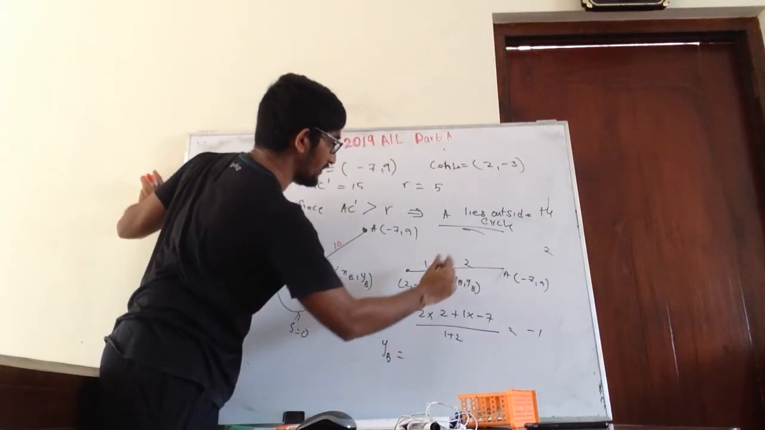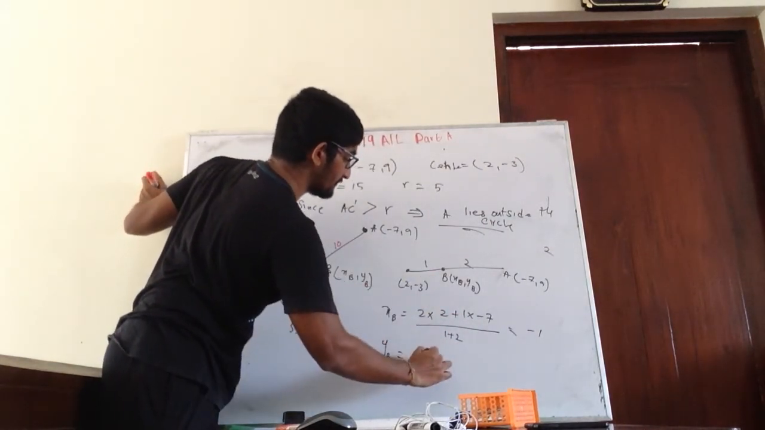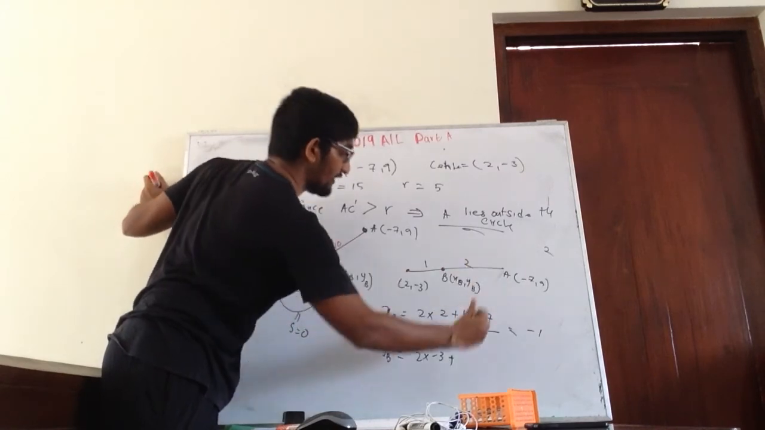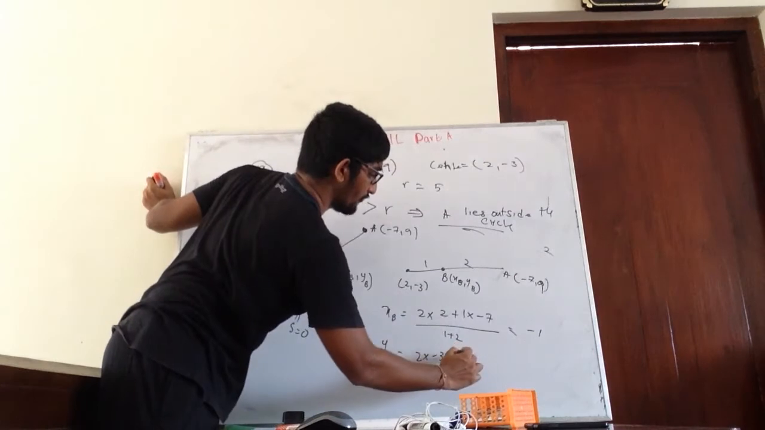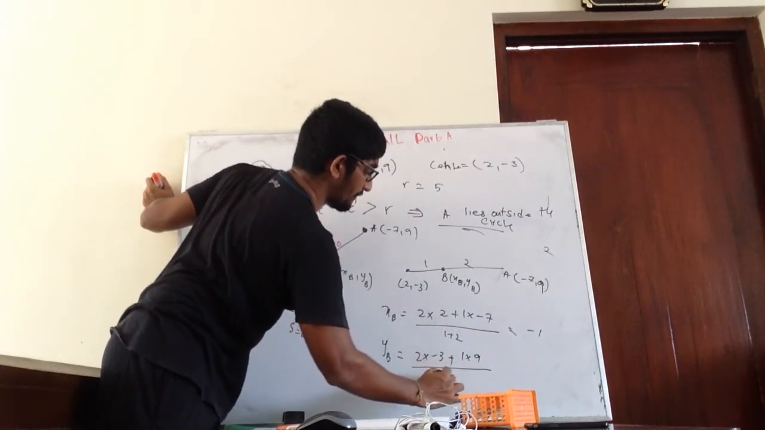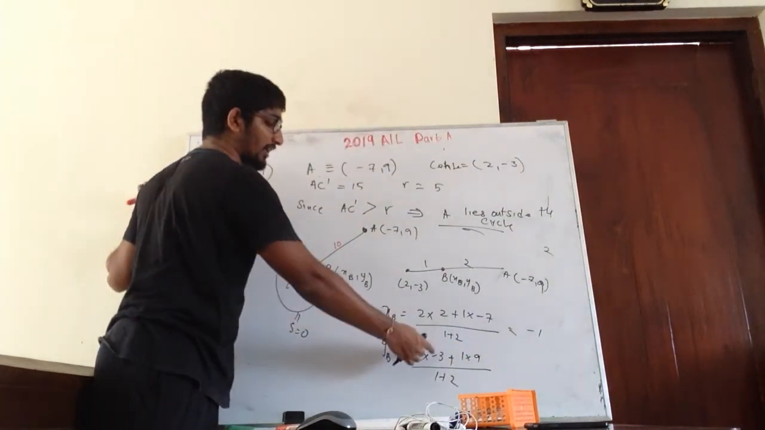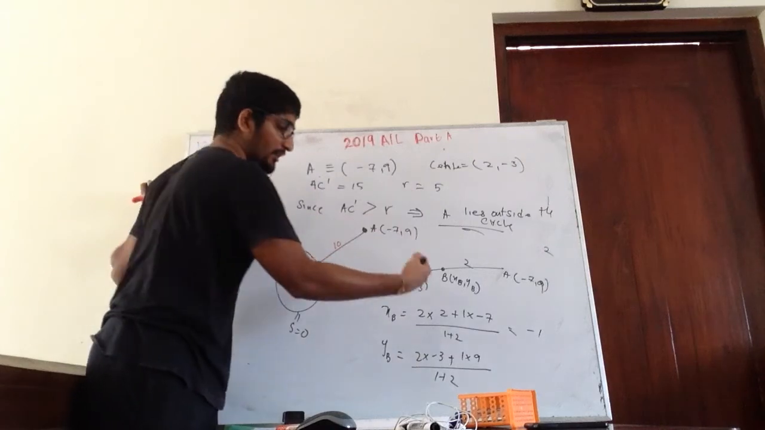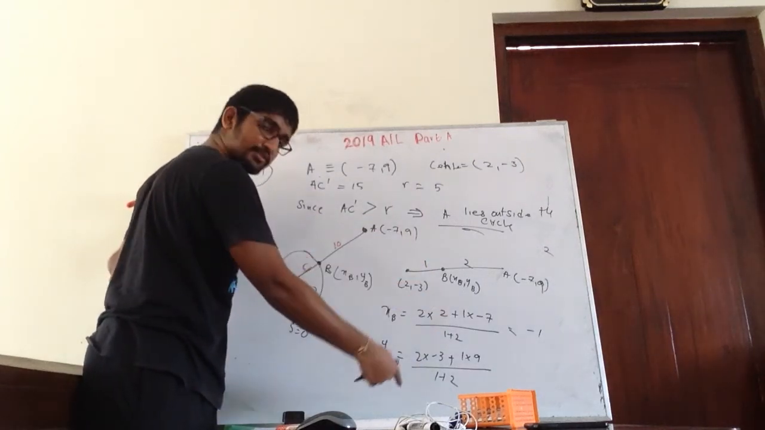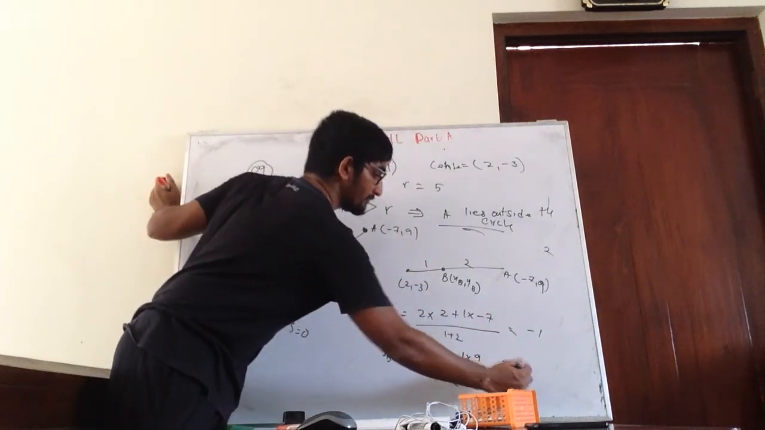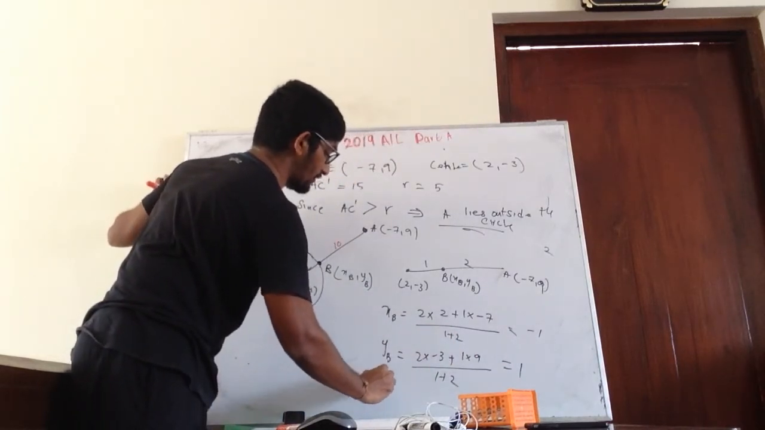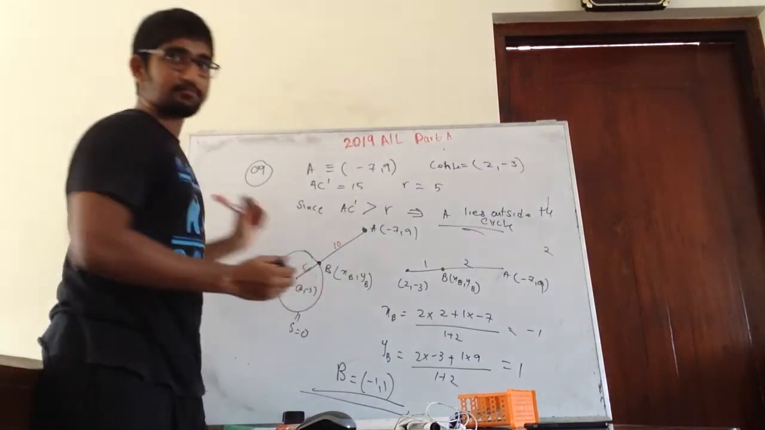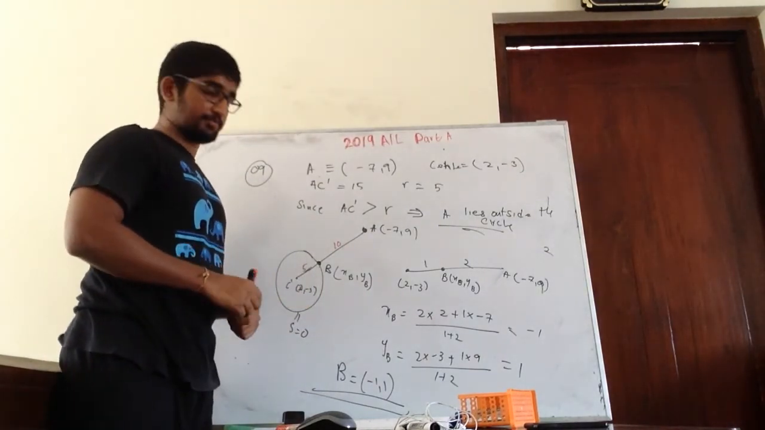YB is going to be 2 times minus 3 plus 1 times 9, over 1 plus 2. So here this will be 2 times minus 3, which is minus 6, plus 3, and minus 3 over 3 is going to be minus 1... plus 3 over 3 is going to be 1. So then point B will be minus 1, 1. And that is the answer they are expecting.